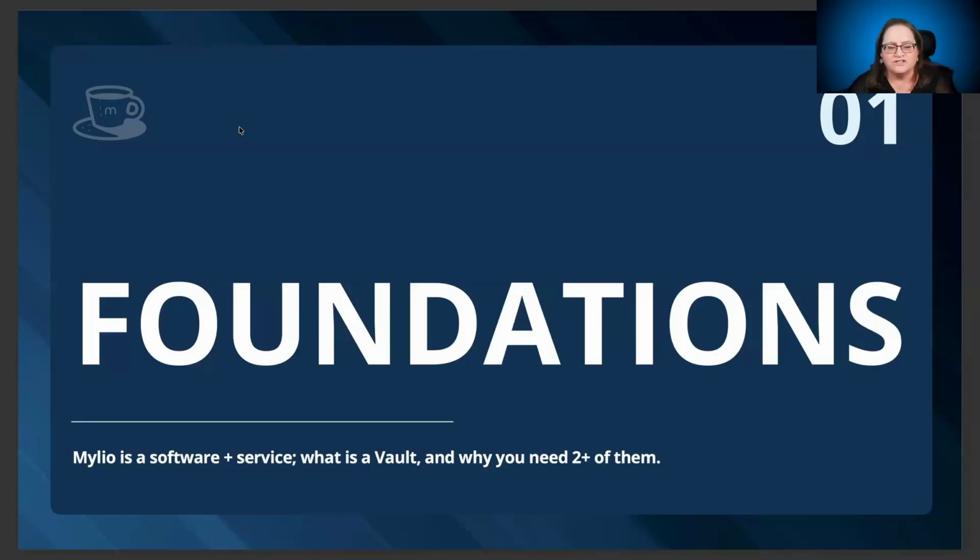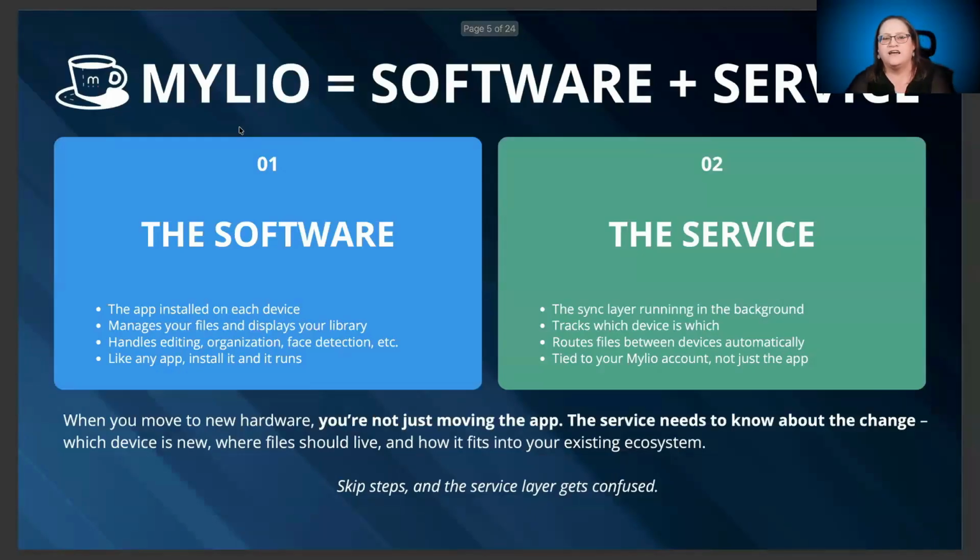We're going to cover a few foundational things. First off is Mylio as software plus service. We'll talk about a vault and why you really do need two of them or more. So first off, Mylio is a software and a service. The software portion of Mylio Photos is the application that you install on your computer or your phone. It runs just like any other application and it manages your files, displays your library, handles editing, organization, and so forth.